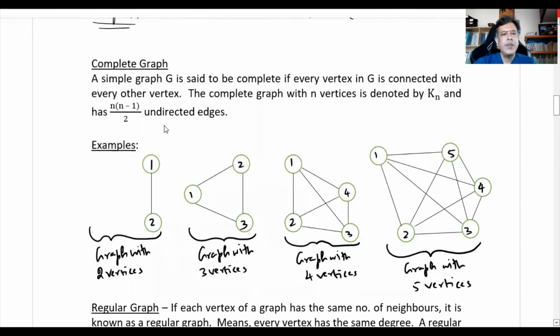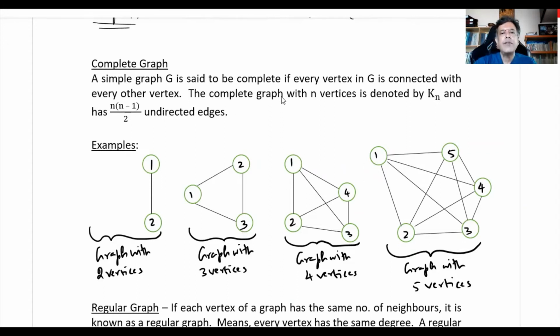A complete graph. A simple graph G is said to be complete if every vertex in G is connected with every other vertex. We may notice every vertex is connected. 1 and 2 are connected. 1, 3 are connected. 2, 3 are connected. Everything is getting connected.